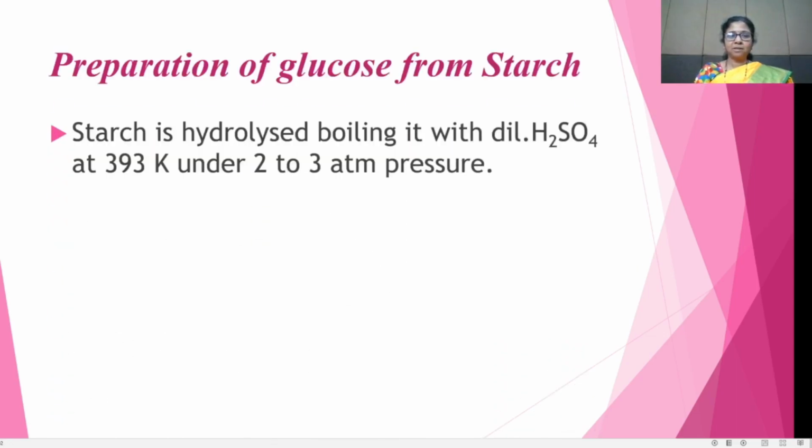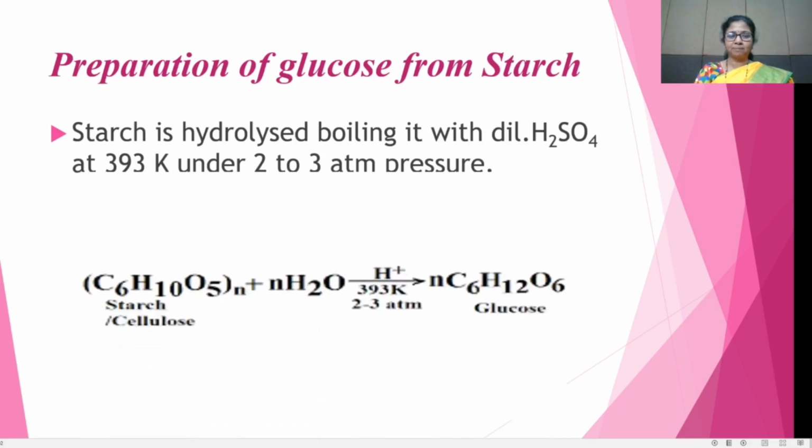Starch is hydrolyzed by boiling with dilute H2SO4 at 393 Kelvin under 2 to 3 atmospheric pressure. That means the hydrolysis of starch gives glucose. See this example reaction.